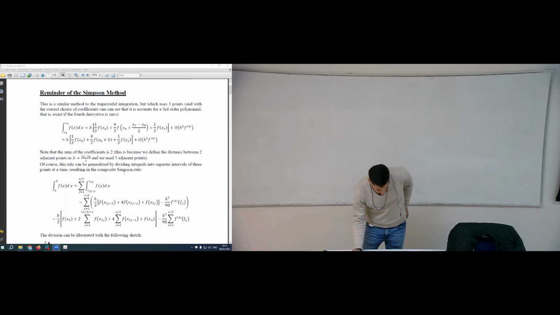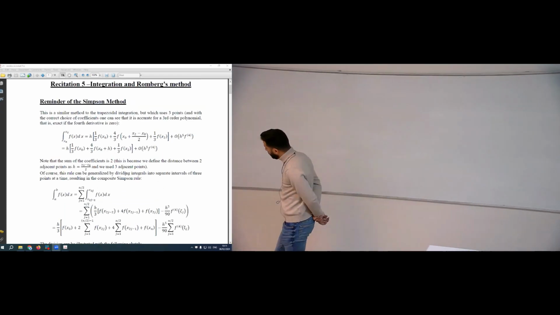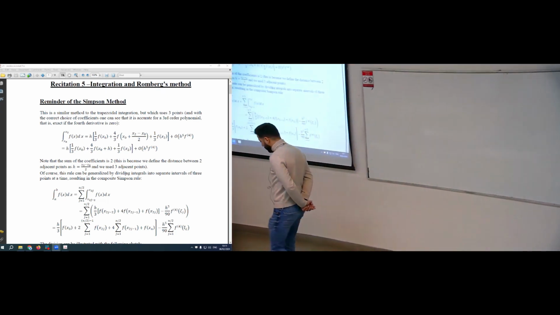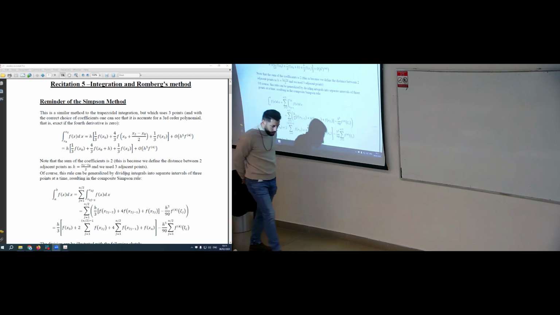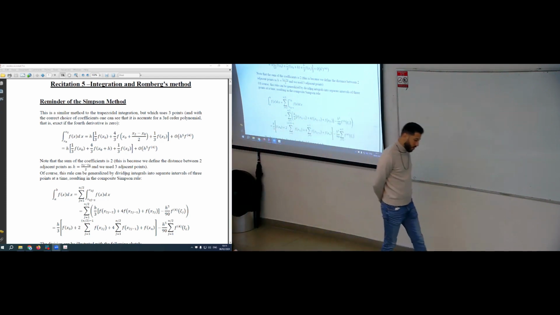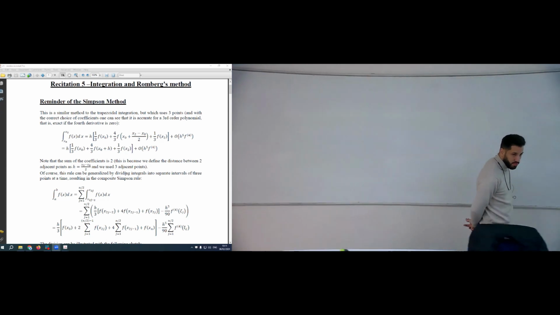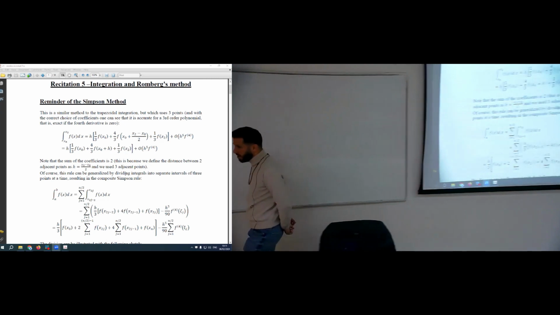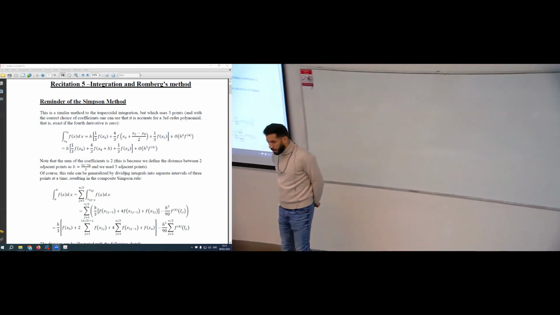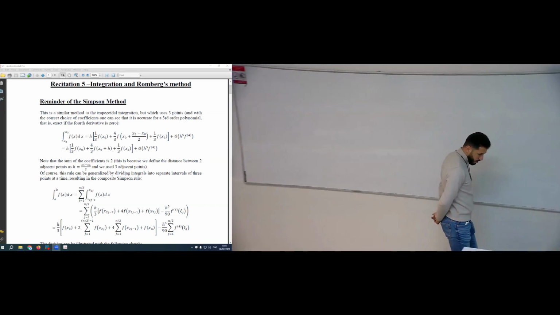So today, a reminder of the Simpson method, and after that, a reminder of the trapezoidal method, the composite and the recursive, and then try to get a motivation for the Romberg method from these reminders, and then talk about it and take an example.